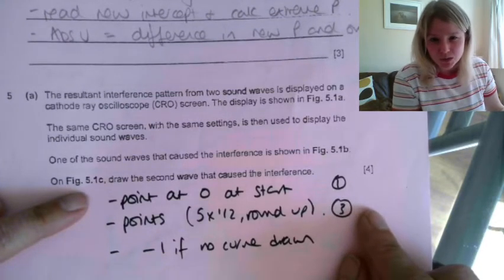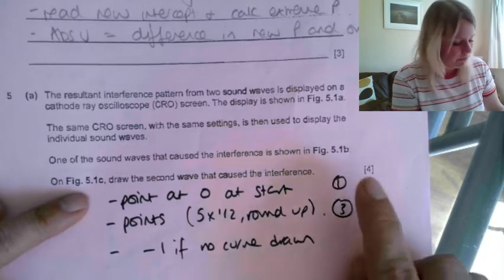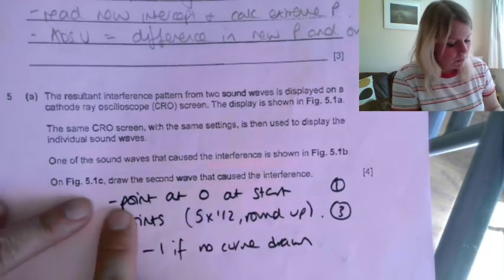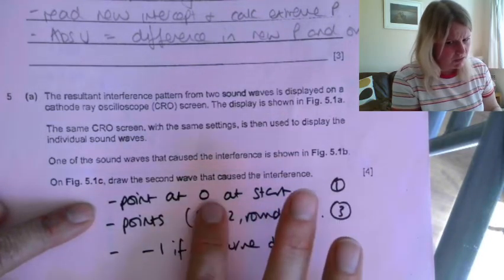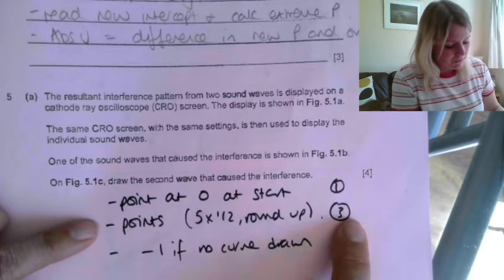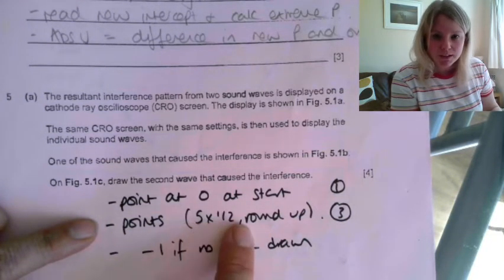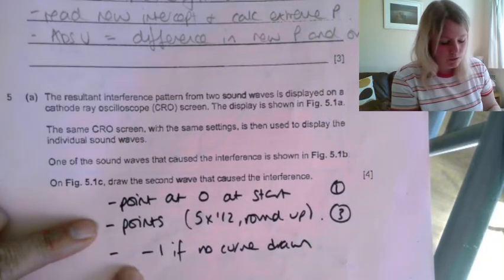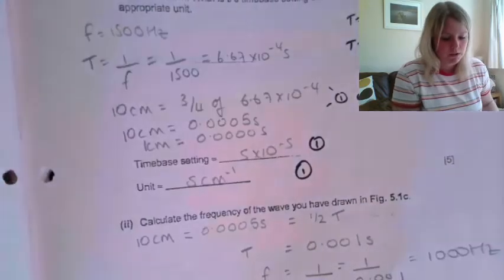It'll be easier to show you on the actual graphs. So there's 1 mark for having a point at the origin at the start. There's 3 marks for the points. You're plotting 5 points, so there's half a mark each really, and then it gets rounded up. And then you lose a mark if you haven't actually drawn a curve onto what you plotted.